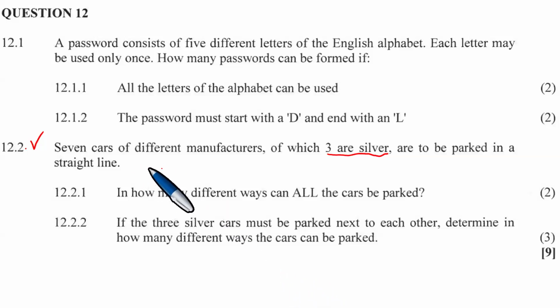But we're saying 7 cars of different manufacturers, of which 3 are silver, are to be parked in a straight line. In how many different ways can all the cars be parked? Okay, so we continue as follows.